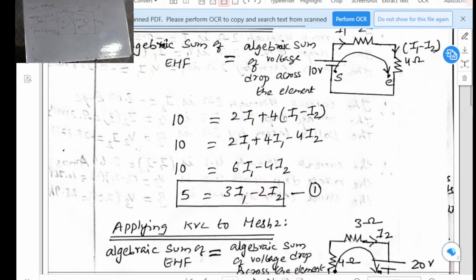First, we'll do 2 problems with individual diagrams. The third problem, without a diagram, you have to write the direct equation. First 2 problems with individual diagrams you can practice. After that, you get the equation. What is the equation? 3I1 minus 2I2 is equal to 5, after solving. Clear, all of you? This is the equation. Now, next one: applying KVL to mesh 2.